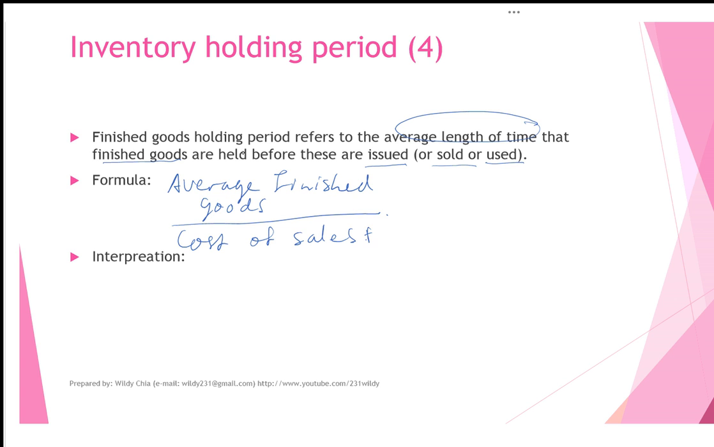The definition of this cost of sales is similar to what I mentioned earlier on. If you are taking the FIA program, then cost of sales will be defined as material plus direct labor plus production overheads. Also depending on how the question defines this cost of sales. The whole fraction is multiplied by 365 or 52, depending on whether you want it in days or weeks.